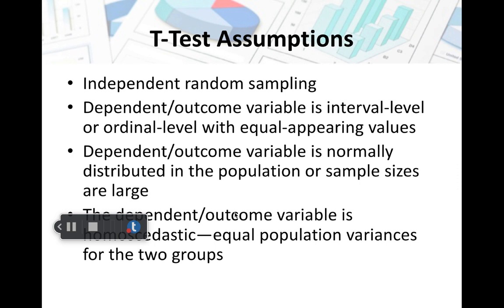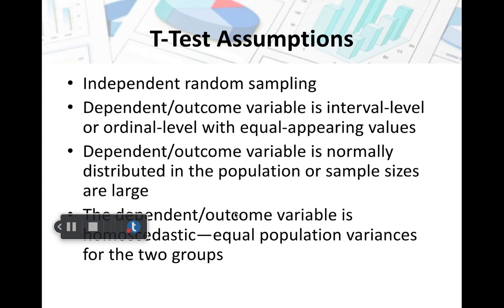The other thing is that our outcome variable has to be interval or ordinal, that we're kind of quasi-treating as interval, with equally appearing values. So it has to have a reasonable scale. It can't just be, like, people get 0, 1, or 2. Like that's it. There has to be essentially an interval ratio scale or an ordinal scale that we can treat as interval ratio.